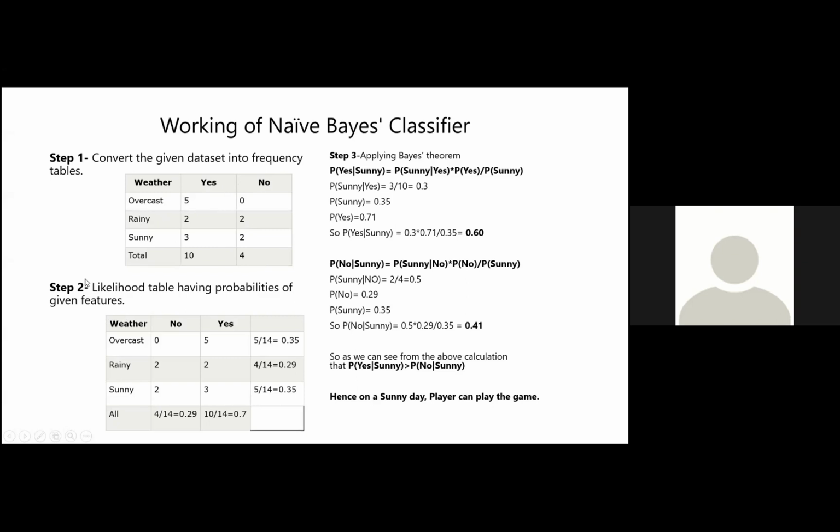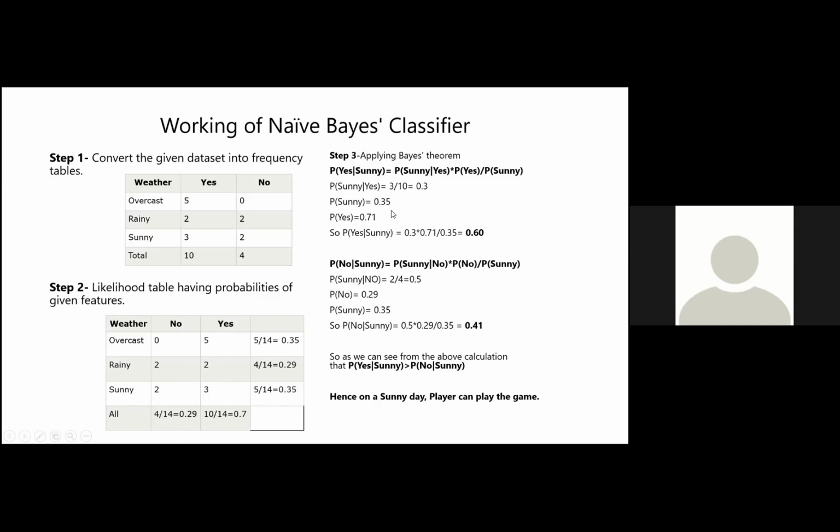As a second step, we calculate the probability of each feature. Here the probability of overcast, combined across both yes and no, is 5/14, because there are 14 instances in total. The probability of rainy is 4/14, and being sunny is 5/14 again. Similarly, we also calculate the probability of being yes and being no.